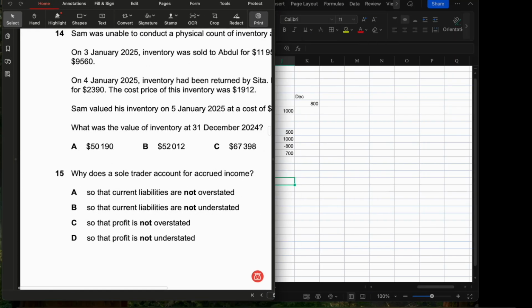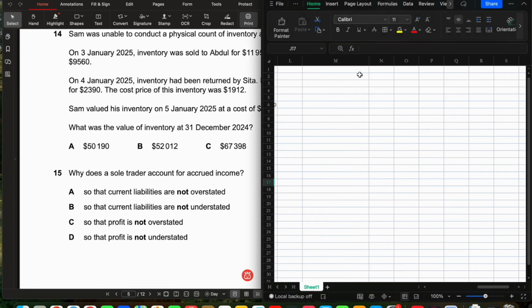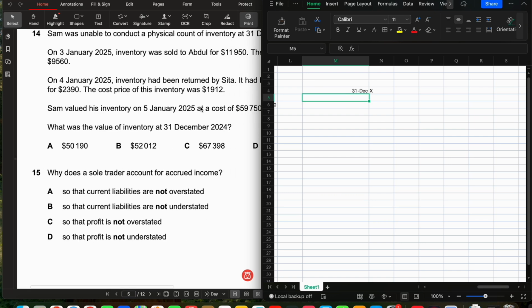So if we take this into consideration, then we can calculate what will be the value of the inventory. On 31st December, the value of the inventory we don't know, that is amount X. Okay, and then on 3rd January we sold, and this value is 9,560.